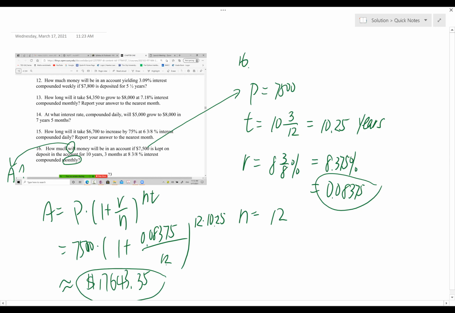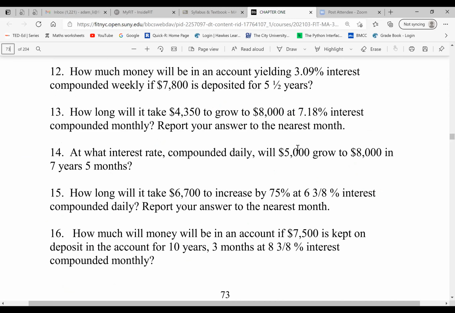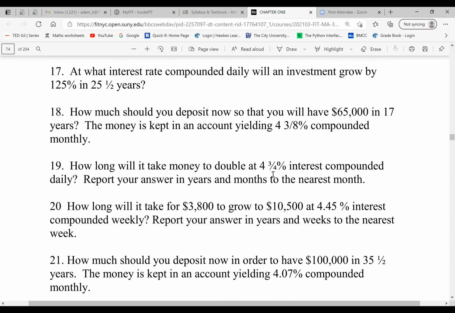Okay. And so this again, the most important thing is to summarize what you have from the question and then try to figure out what we're looking for. That's the key thing here. And let's take a look at question 18 and 20, right?